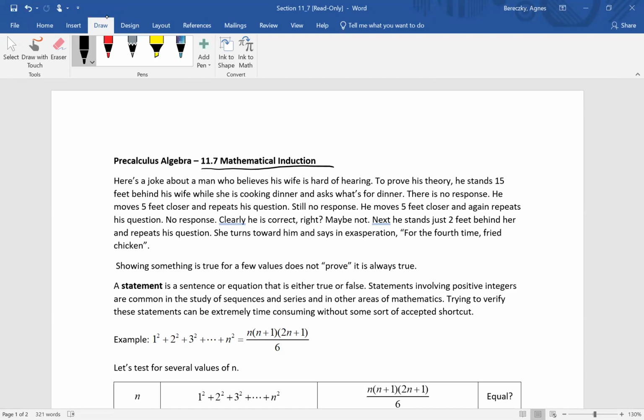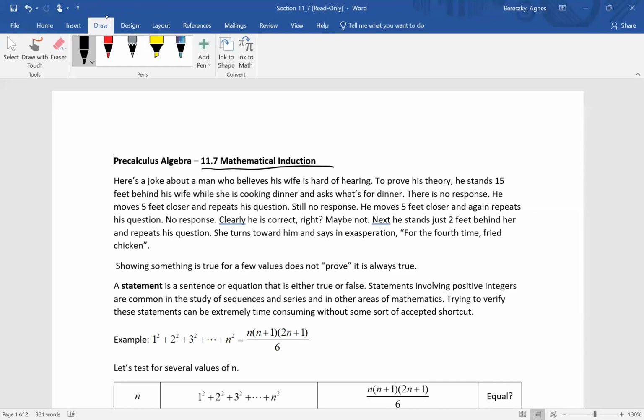To prove his theory, he stands 15 feet behind his wife while she is cooking dinner and asks what's for dinner. There is no response. He moves 5 feet closer and repeats his question. Still no response. He moves 5 feet closer and again repeats his question. No response. Clearly, he is correct, right?